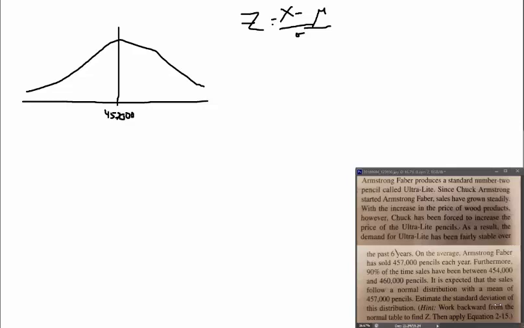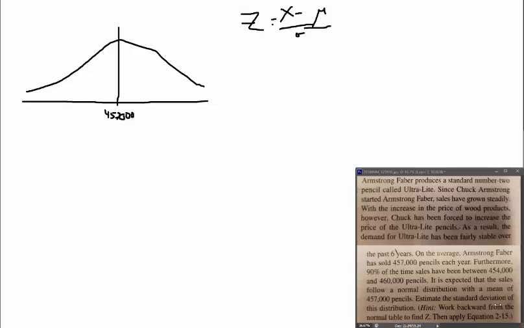On average, Armstrong Faber has sold 457,000 pencils each year. Furthermore, 90% of the time, sales have been between 454,000 and 460,000 pencils. It is expected that the sales follow a normal distribution with a mean of 457,000 pencils. Estimate the standard deviation of this distribution.